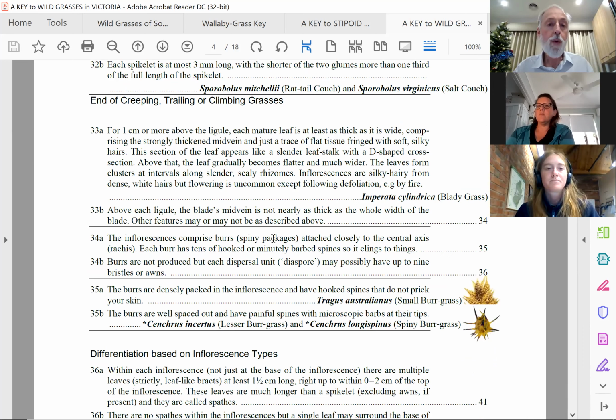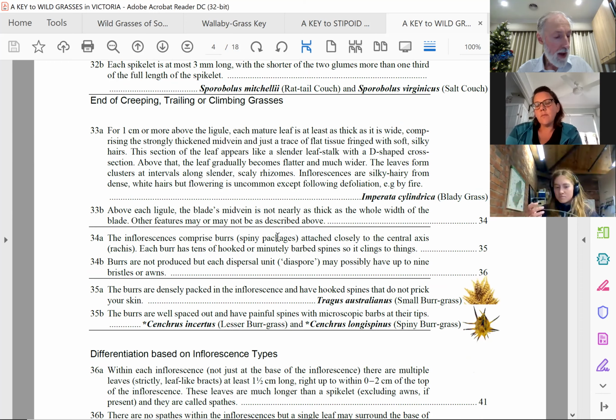Right, 33A says, for 1 centimetre or more above the ligule, each mature leaf is at least as thick as it is wide, comprising the strongly thickened midvein and just a trace of flat tissue fringed with soft, silky hairs. It's asking you to have a look at your leaf blade, and I really should say leaf blade rather than just the leaf, just to make it crystal clear, but we're above the ligule, so that does mean the blade. And we're looking at the space from 0 to 1 centimetre from that ligule along the leaf blade.